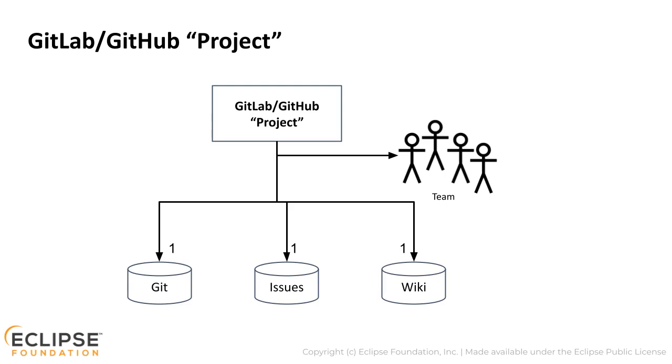Contrast the notion of an Eclipse open source project with a GitLab or GitHub project. In the GitLab and GitHub worlds, a project is the aggregation of a single repository, a single issue tracker, a single wiki, and so on. A GitLab or GitHub project that is owned by an Eclipse open source project has a team with the necessary privileges to push content directly to the repository, accept merge and pull requests, resolve issues, and so on. Only committers from the Eclipse open source project will have these privileges. We discussed this more in the Eclipse Projects and Git video.